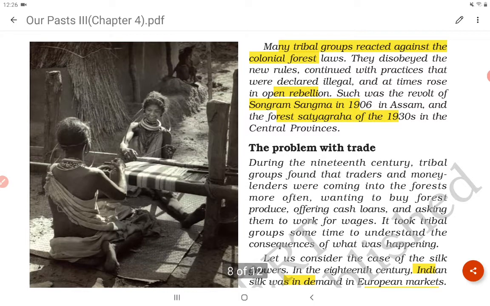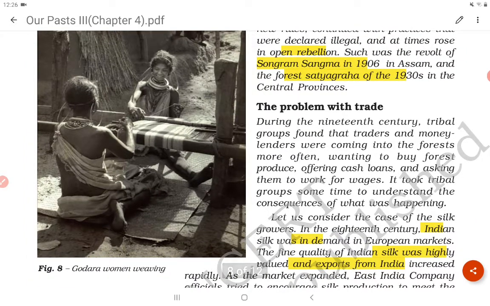So many tribal groups reacted against the colonial forest laws. They disobeyed the new rules, continued with practices that were declared illegal, and at times rose in open rebellion. Such was the revolt of Songram Sangma in 1906 in Assam and the forest satyagraha of the 1930s in the Central Provinces. So this Figure number 8 shows Godara women weaving.